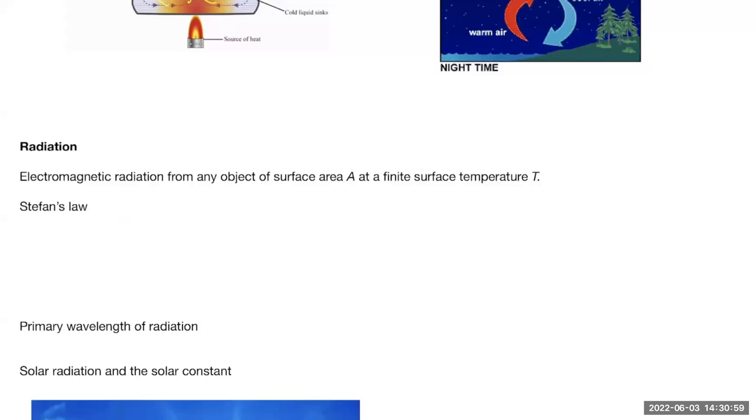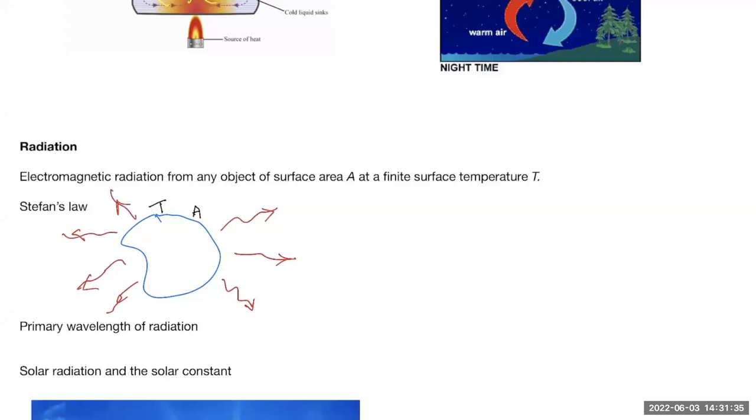Okay, I have this object of arbitrary shape, and it's got a certain surface area A, and the temperature of the surface is T. I don't care about the temperature inside; the temperature of the surface is T. As long as T is not at absolute zero, as long as it has a certain finite temperature, it's going to radiate electromagnetic waves. Every object whose surface temperature is not absolute zero will radiate electromagnetic waves.